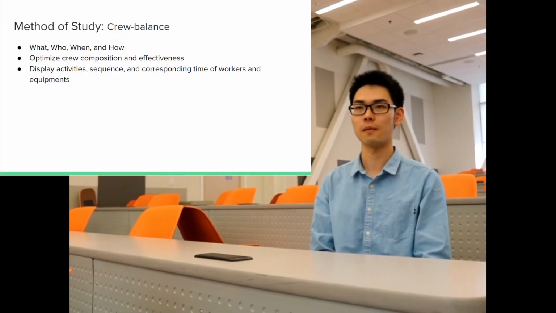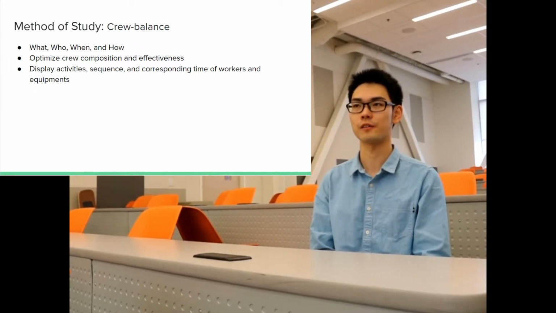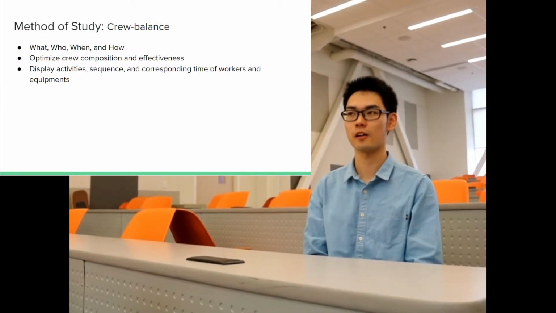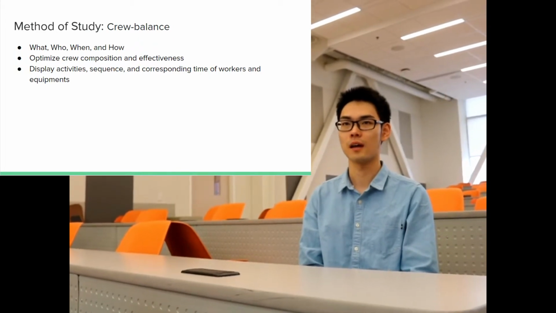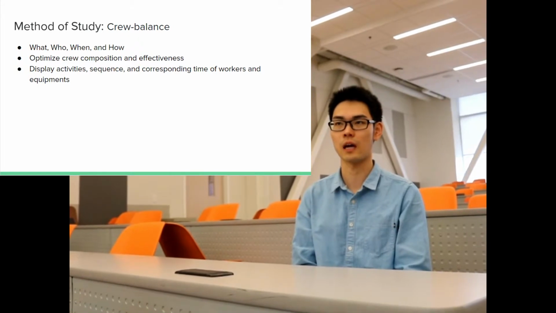Crew balance is a commonly used chart in the construction industry that addresses the issues in a cycle related to what, who, when, and how. The crew balance chart can illustrate the productivity of the crew members and the equipment, and help optimize crew composition and effectiveness to save time and cost.